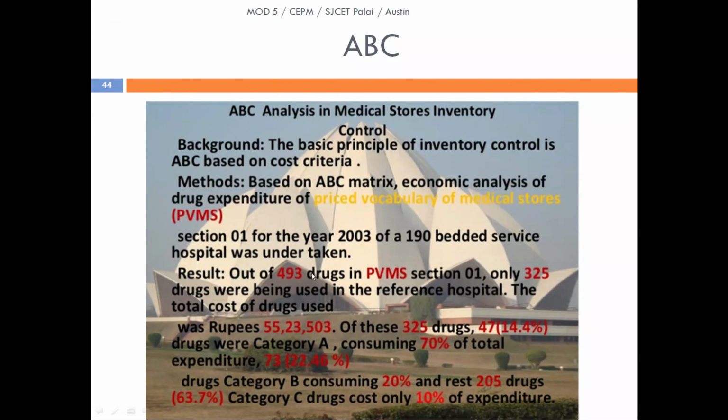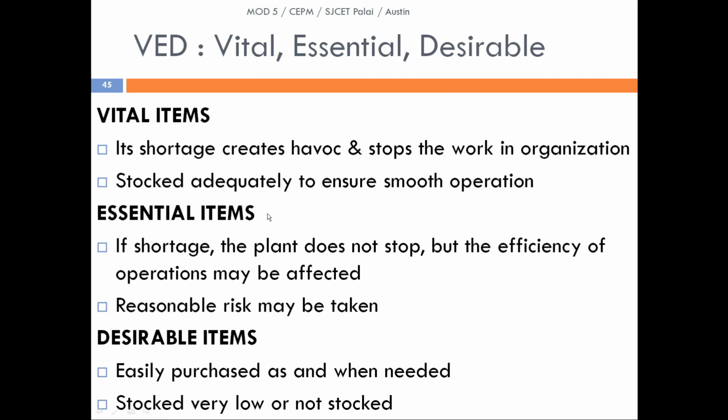Next, this is also an example. You could read this: out of 493 decks, around 325 decks, 14% of category A, consume about 70% of the exposure. Just an example, I have incorporated this one. So that's all about ABC analysis.